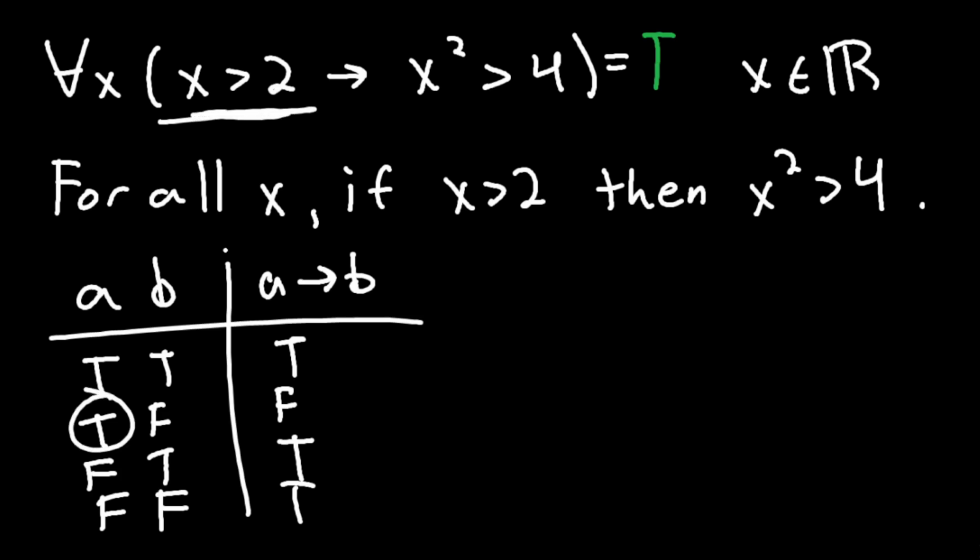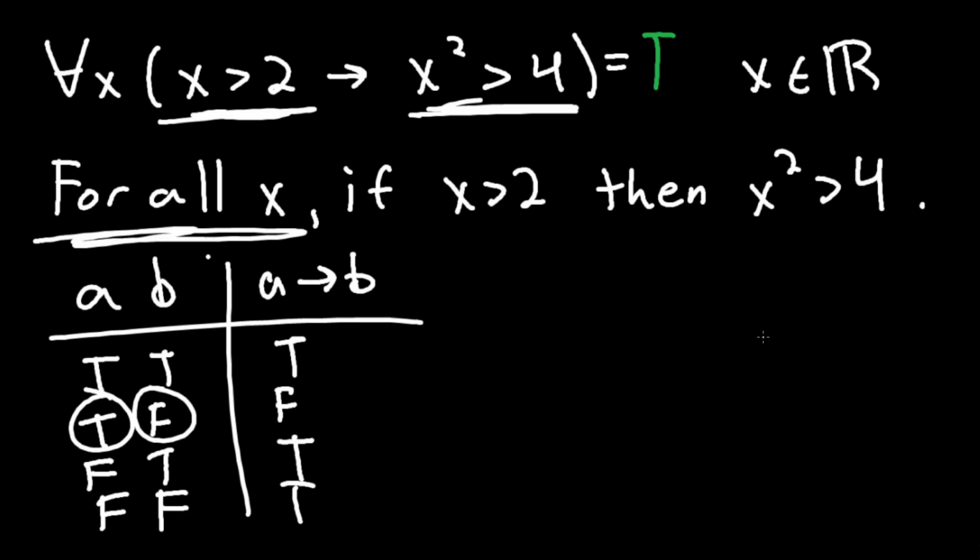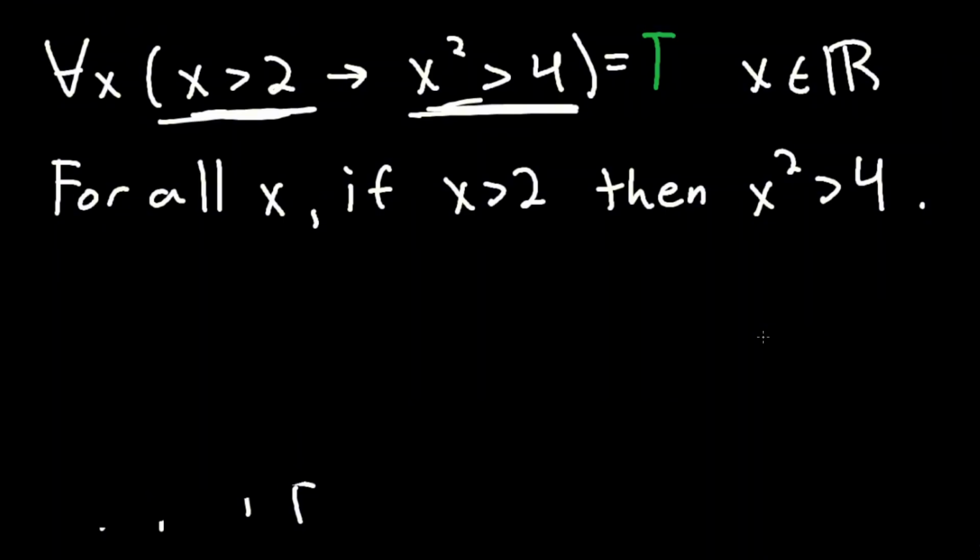When the condition is true, A is the hypothesis. So when the condition is true and the conclusion is false, then that's the only time when the conditional statement is false. And for all statements, we look for a single false value. If one guy is false, then the entire thing is false, right? Because our statement is for all. So is there that? No, there's not. Therefore, this entire thing is true, right? If you're greater than 2, you better be greater than 4 if you square.